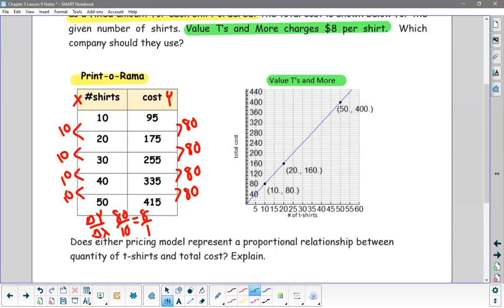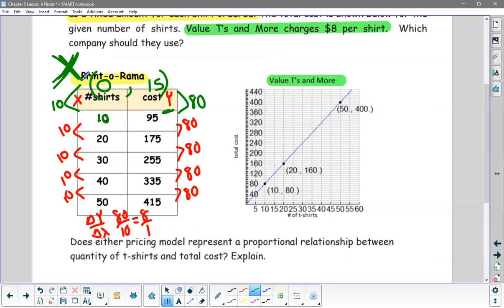So if I extended my table, I'm at 10 over here. I need to go back 10. Following the pattern, that would get me to 0. And then on this side, I have to go back 80 following the pattern. Well, 95 minus 80 is 15. So is this at 0, 0? The answer is no, it's not. So this one, Print-O-Rama, is a big problem. It doesn't go through 0, 0.